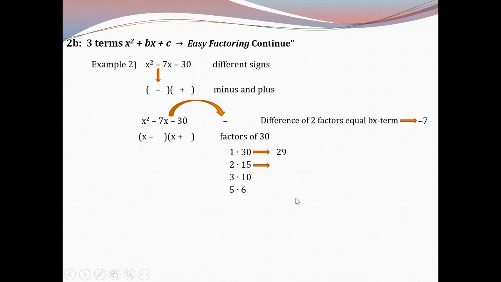29. 15 minus 2? 13. 10 minus 3? 7. 6 minus 5? 1. So do we have the combination here? Yes. So we have 7, so it's going to be the 3 and the 10. So 10 and 3 is my match. So it'll be -10 plus 3, right, will give me the -7.